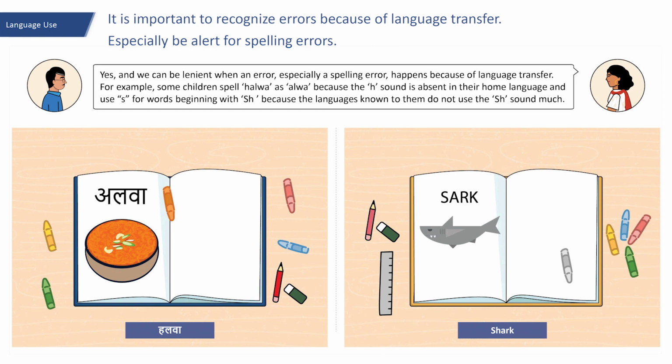Yes, and we can be lenient when an error, especially a spelling error, happens because of language transfer. For example, some children spell halwa as alwa because the H sound is absent in their home language, and use S for the words beginning with sh because languages known to them do not use the sh sound much.